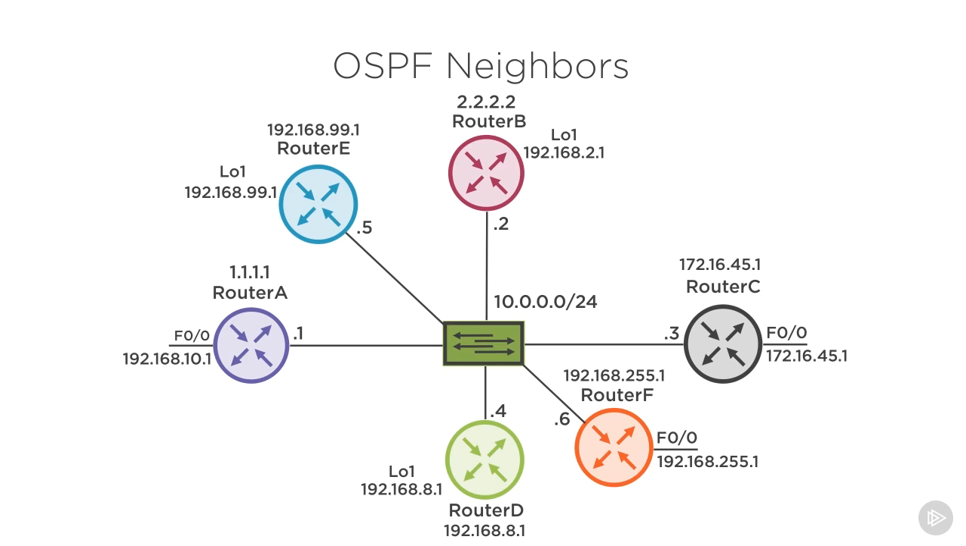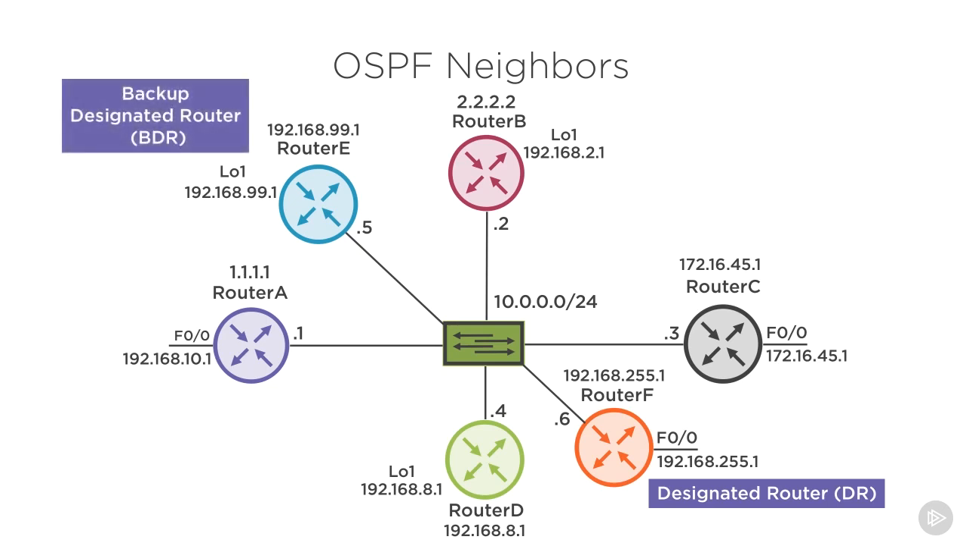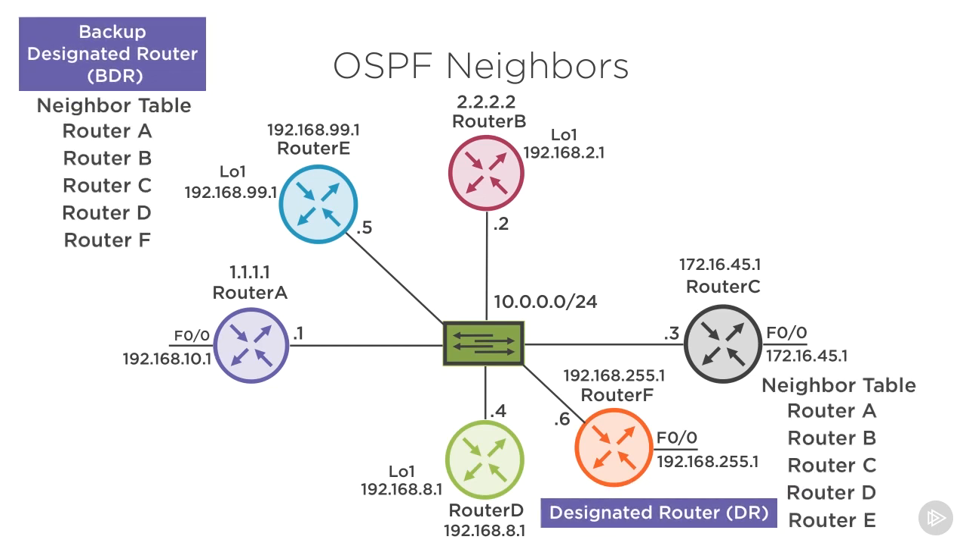Now that OSPF has its router IDs selected, what OSPF does next is it selects two routers to be the designated router and the backup designated router. And it does this via an election, and the election occurs by choosing the router with the highest router ID, and that highest router ID router becomes the designated router. In this case, that's router F with a router ID of 192.168.255.1. Next, it's going to choose the backup designated router, and the backup designated router is the router with the ID that is the second highest of all of the routers in the broadcast network. In this case, that's router E with 192.168.99.1.